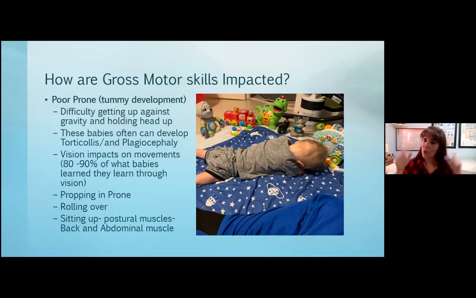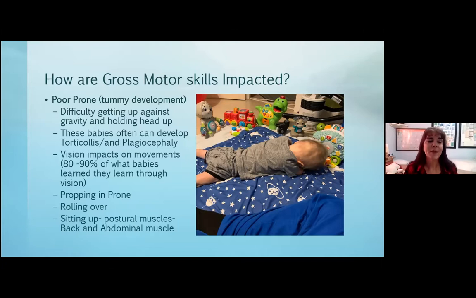But if I only see things when I'm laying on my back or when I'm laying on my stomach and I'm not using my vision and I'm not getting up, I'm not triggering that visual system. And it's really important that babies start to get their head up and that they start to use their eyes if we want them to learn to use their vision. So propping and prone is really hard for them.